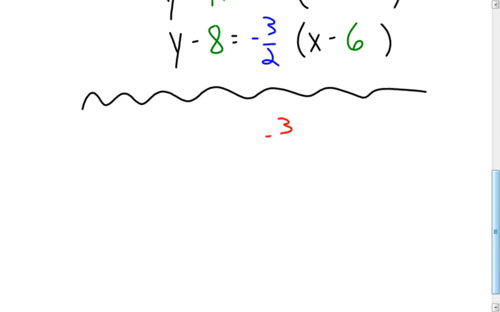Actually, you know what? I'm not going to do that. I'm going to take a different approach. I am going to multiply both sides by 2 because I don't like to deal with fractions if I don't have to. And in standard form, there are no fractions.